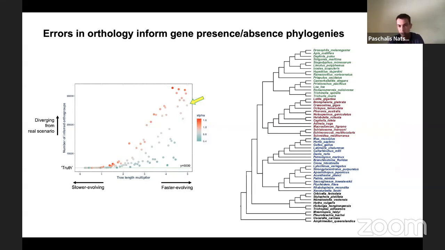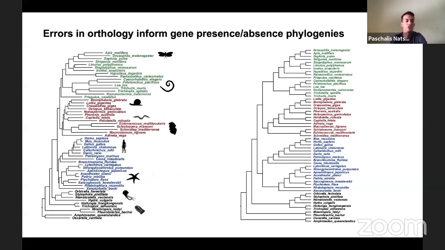I need to remind you here that we simulated without any gene gains and losses. If the orthology prediction was correct in every case, we would expect to recover a star tree at all times. But we see that as we get more errors in orthology prediction, these errors are not random. The phylogenetic signal that gave us this tree comes only from orthology errors. The tree, of course, is a presence-absence tree.